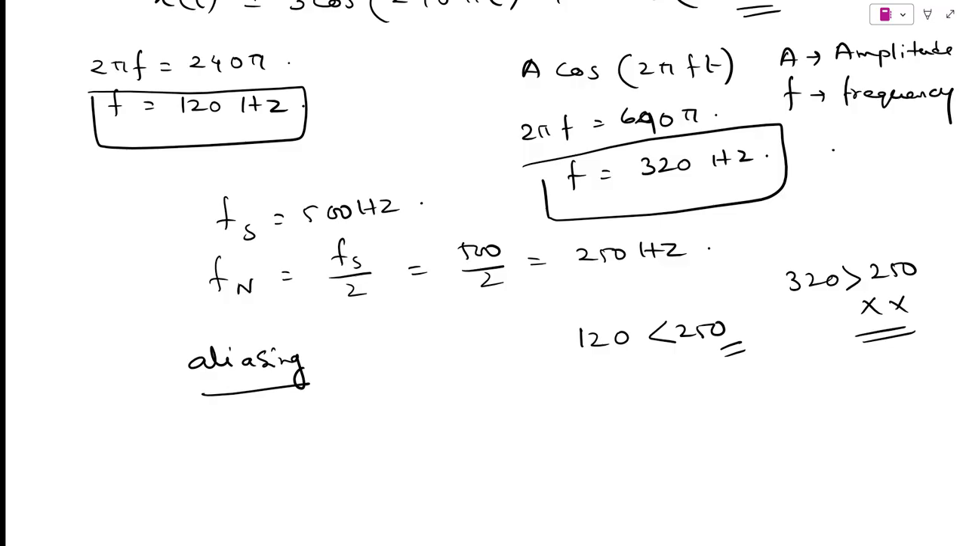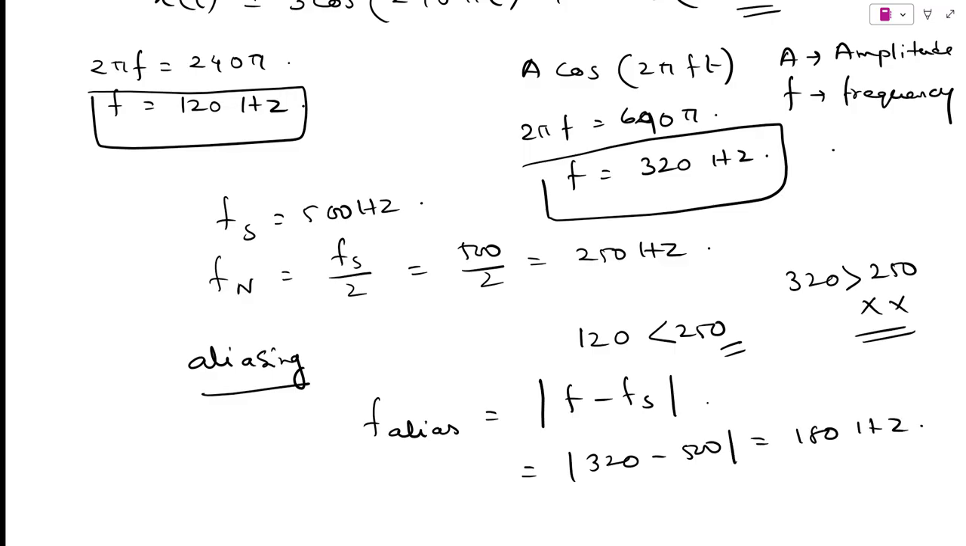Now substitute the values. So after sampling, 320 hertz appears as 180 hertz. Now why do we subtract from the sampling frequency? Because sampled spectra repeat every Fs, and therefore signals above the Nyquist frequency fold back into the baseband, and this folding is called frequency folding.